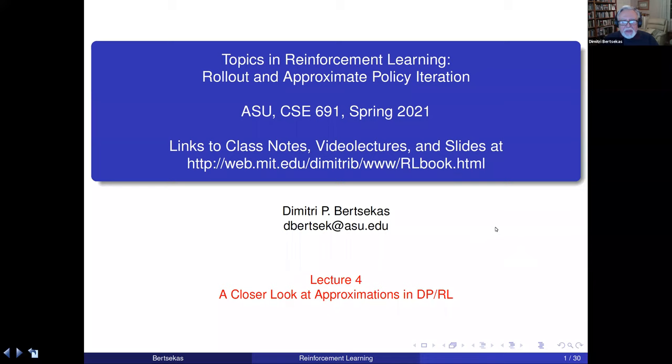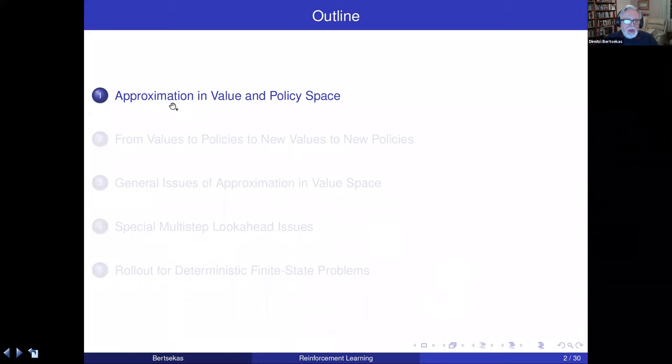Starting today, we're going to take a closer look at various approximation methods. In particular, we're going to talk about the two major types of approximation, which are approximation in value space and approximation in policy space. Then we're going to talk about how we pass from one approximation to the other, from values to policies, and then to new values and to new policies, and close the loop in a policy iteration type of method.